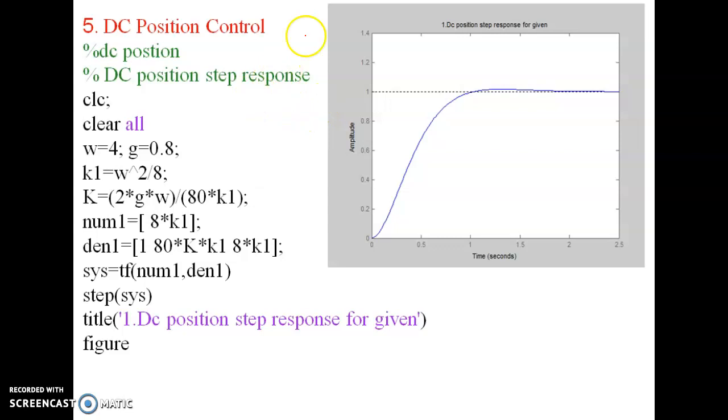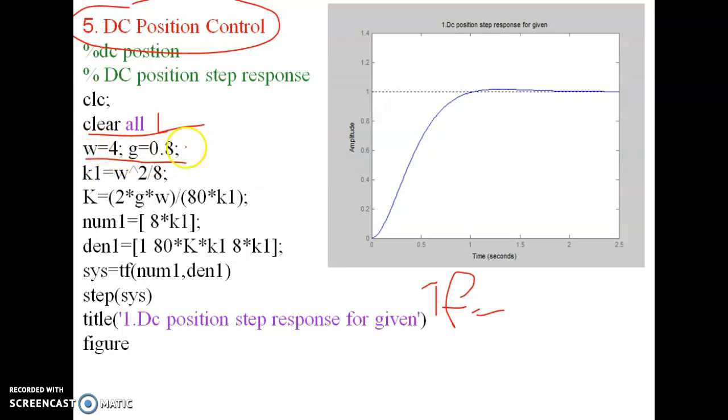Now we shall move on to the next experiment, that is DC position control. So here for DC position control, the transfer function is given. From the transfer function you have to write the program. So clc, clear all. These two are the common commands used in MATLAB. So just initialize the values of omega and zeta. So omega equal to 4 and zeta equal to 0.8.